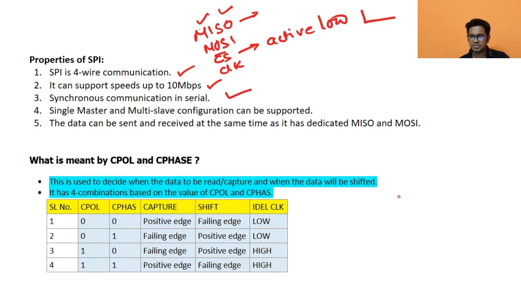Yes, it's a synchronous serial communication. It is synchronized using the clock, and the data is sent serially, so it's a serial communication. It's a single master multi slave configuration, so only one master and multiple slaves can be supported. The data can be sent and received at the same time, as we have dedicated lines for receive and send. This is for receive from the master's point of view, and this is send from the master's point of view, so we can receive and send data at the same time.